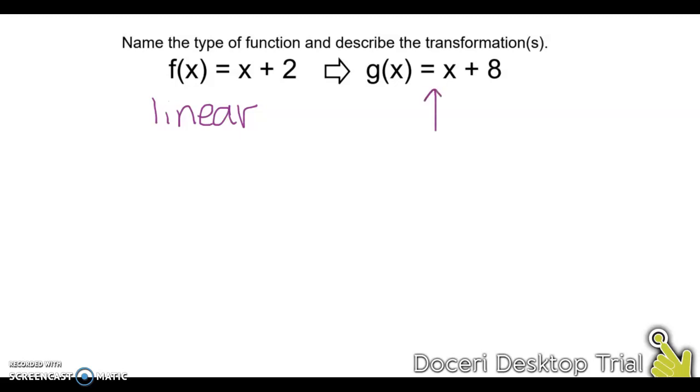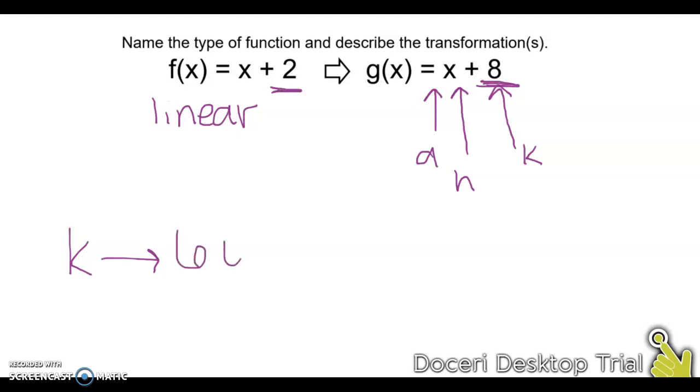So our a is in front. We have no a. Our h would be included in parentheses. We have no h. And the 8 here is our k. So we only have a k. Remember, the k moves it up and down. So how did this move? Well, what is the difference between positive 2 and positive 8? How many units did it move? How many units from 2 to 8? 6. We moved it 6 units up.